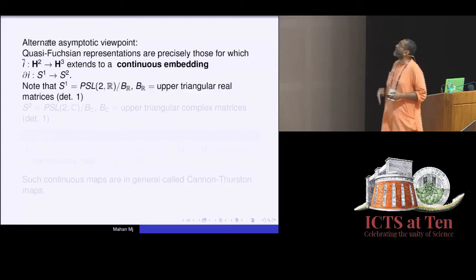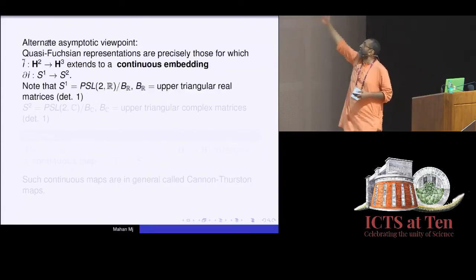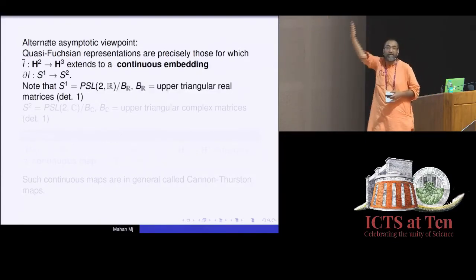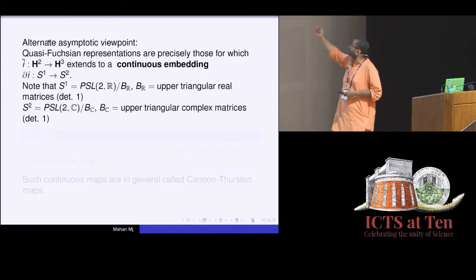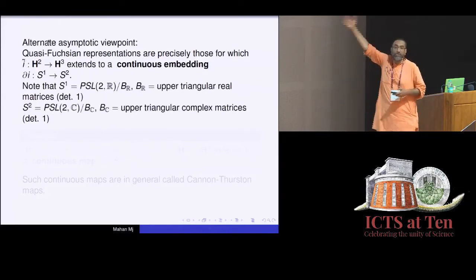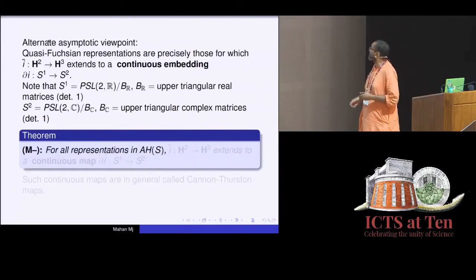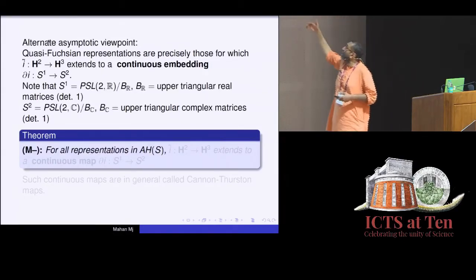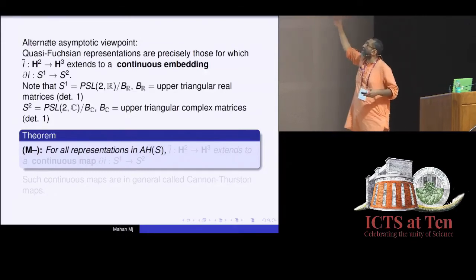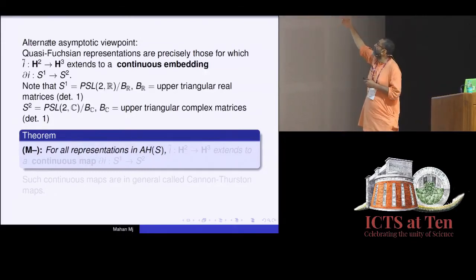So the circle actually has a Lie theoretic interpretation. It's just SL2R quotiented by the upper triangular matrices. The sphere is SL2C quotiented out by the upper triangular matrices. So what about the other representations, which are in AH of S, which are limits of these? Do they also give continuous maps? Do they give continuous embeddings?